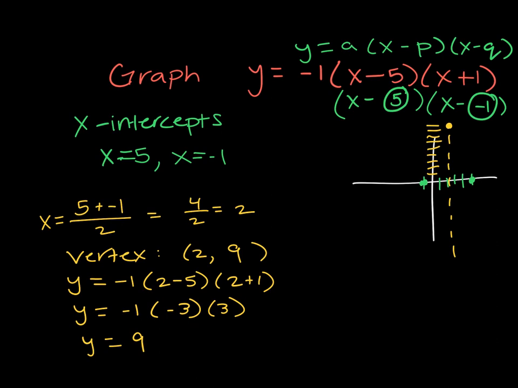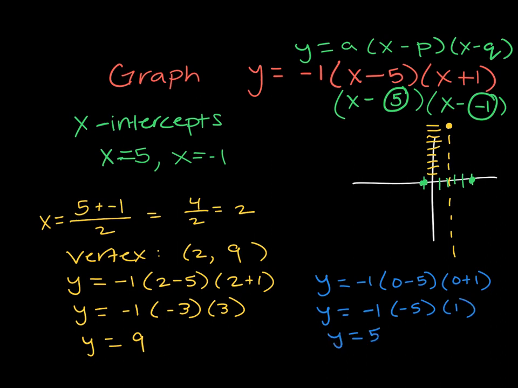And then to be really thorough, I also am going to find my y-intercept. And again, just like with vertex form, I can't just see my y-intercept. So I'm going to have to plug in 0 for x. So I get my y-intercept to be 5. And so 1, 2, 3, 4, 5, there's my y-intercept.